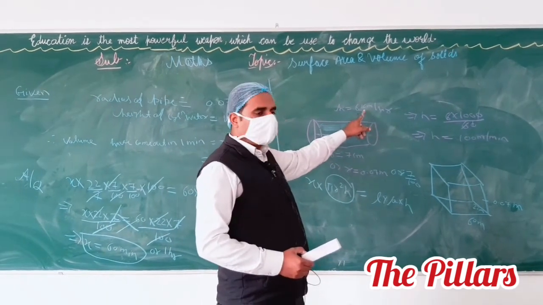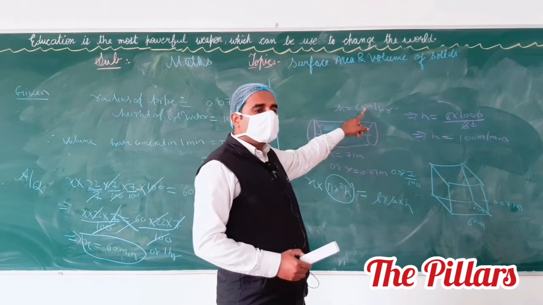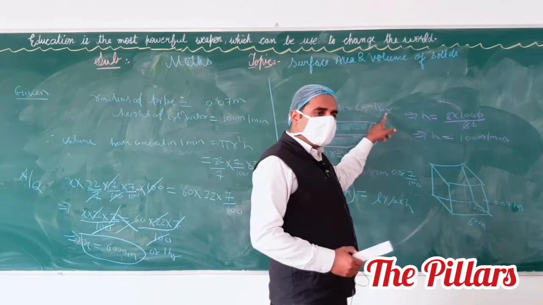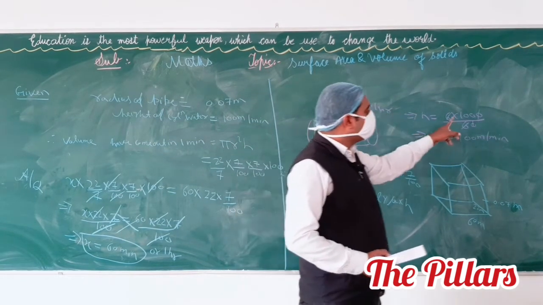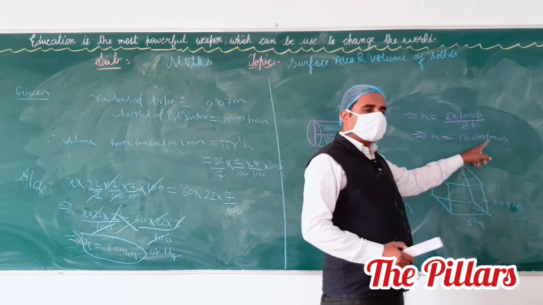Then 6 km per hour. If we want to convert kilometer to meter, multiply by 1000, and this hour we have to convert into minutes, so multiply by 60. It means 6 into 1000 divided by 60. This speed is 100 meter per minute.